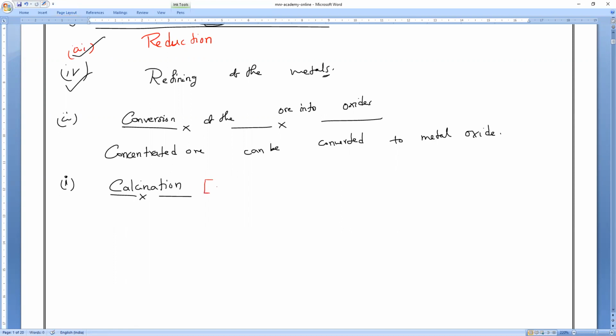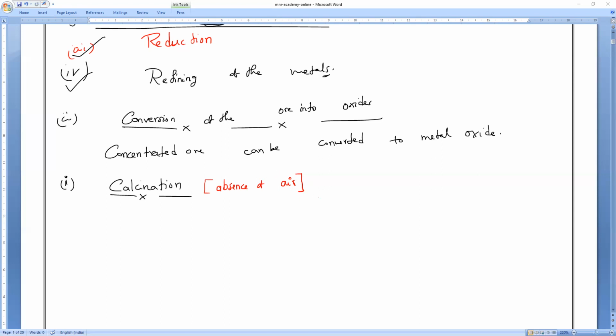Calcination means your mind should say immediately: in the absence of air. Air is absent, which means something is absent. What is that? Oxygen. Understanding? In the absence of oxygen, that is the process we call calcination. So write it, most important process.